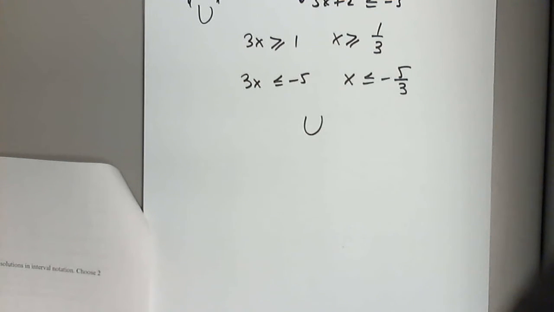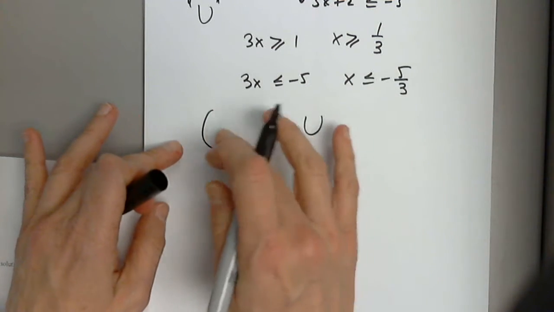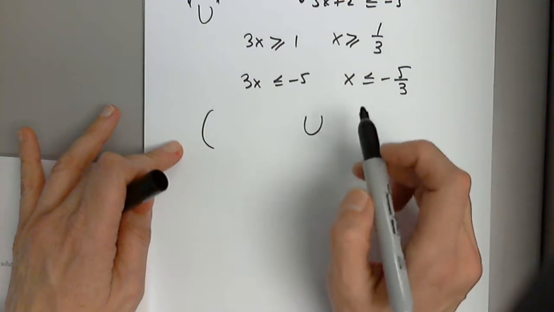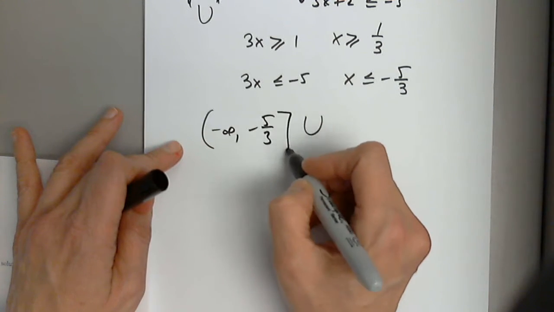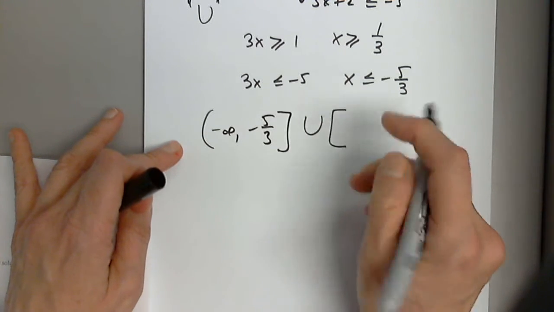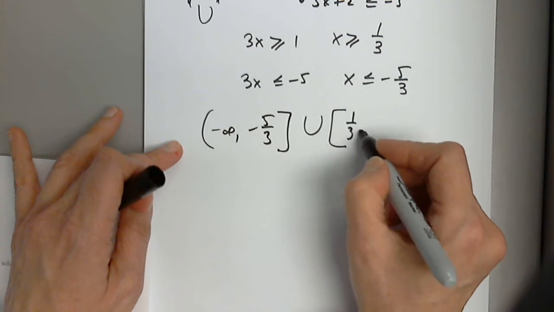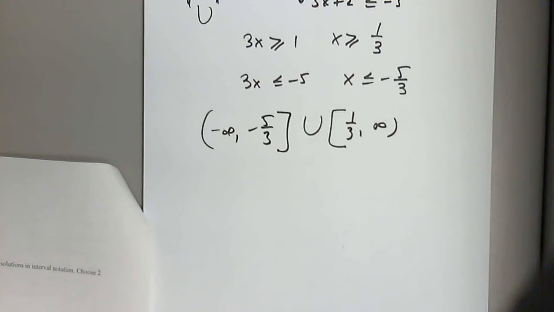So how do I write the final? Yes? No, I cannot. I have to start from the negative infinity. I have to start with this one. So negative infinity to negative 5/3 in the bracket, and then bracket again, and this one, right? Is that clear?